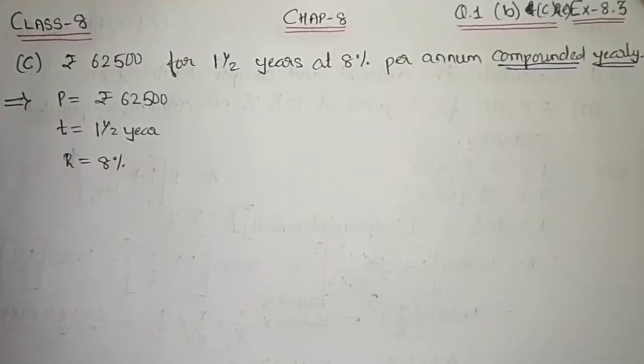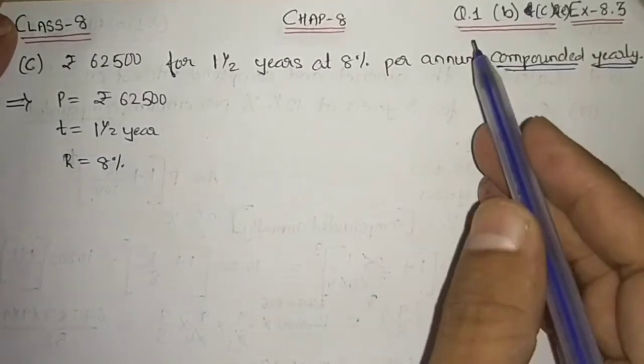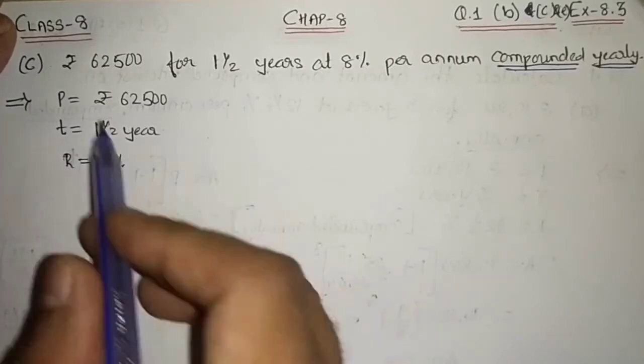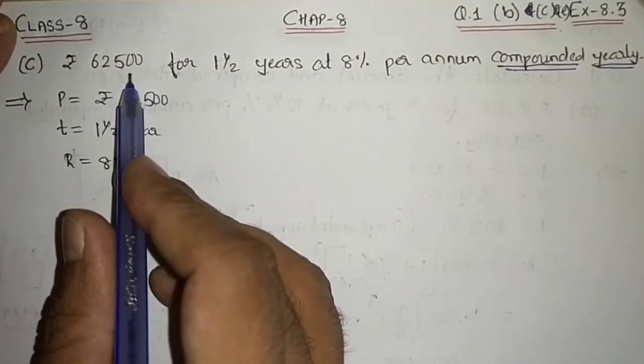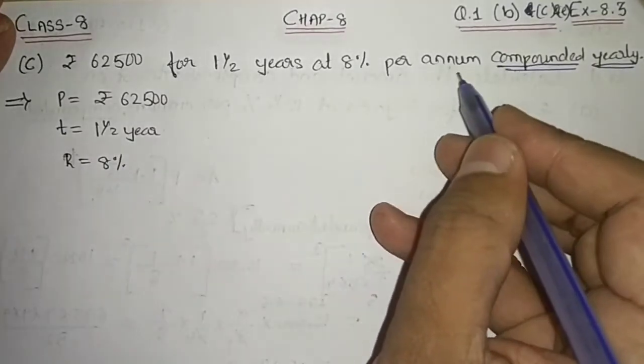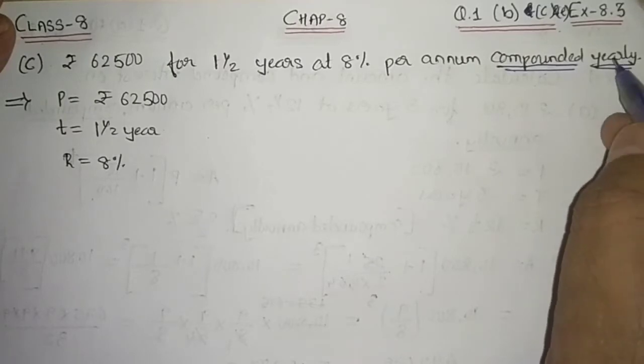Good morning students. Today we are going to solve the remaining three parts, that is B, C and E of exercise 8.3. We are solving question number 1 only, but in that B, C and E part. Question: find the amount and compound interest of the following on rupees 62,500 for 1.5 years at 8% per annum, compounded half yearly. Here it is half yearly.